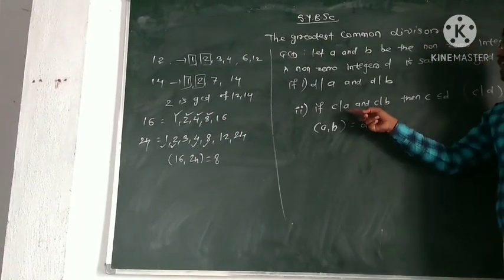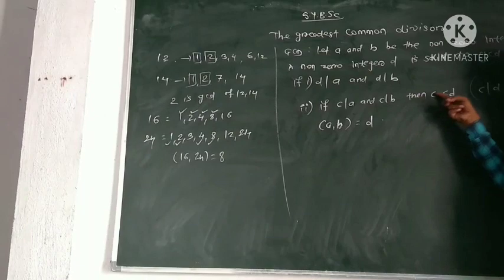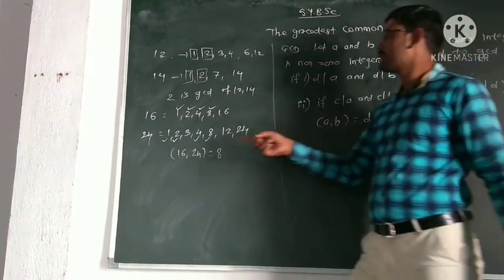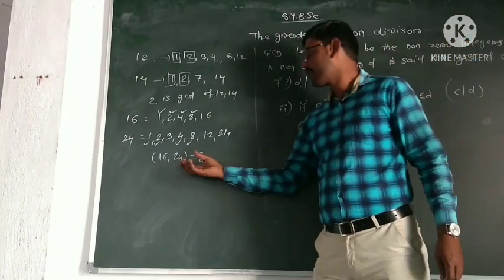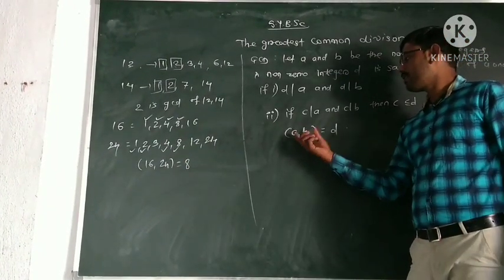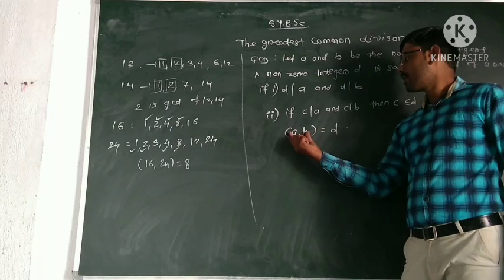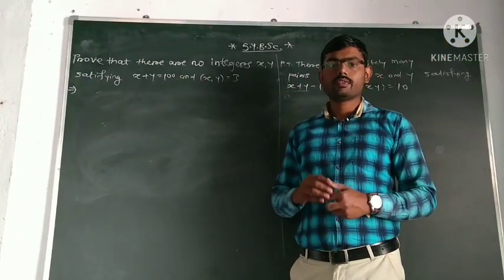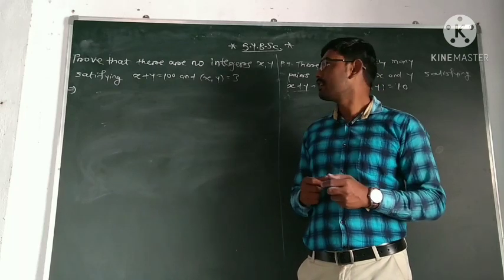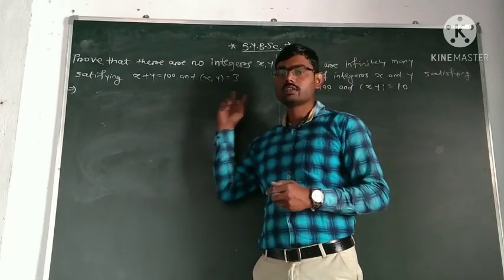So we are seeing, if any other common divisor is there, it must be less than or equal to D, or we can say it must divide D. So GCD of 16 and 24 is 8. The GCD of A and B is equal to D.